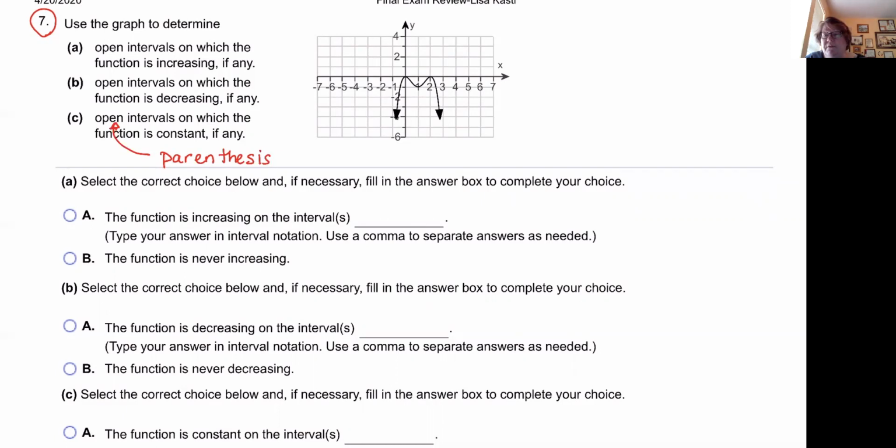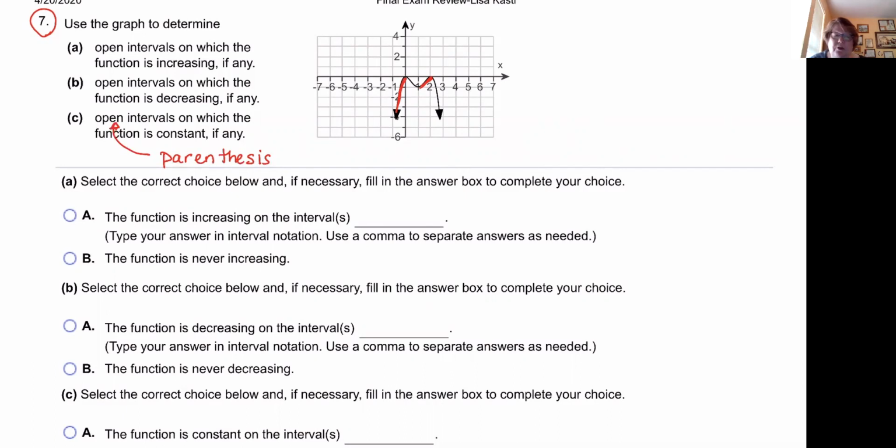All right, so where is this function increasing? The function's increasing wherever the graph rises from left to right. And the graph is rising from left to right, right in here. Let's highlight that in red. And it's increasing right in here. We'll highlight that in red. Those are the two places, two intervals over which this function is increasing. So we always write increasing and decreasing over the domain of the function. So we use values for x in our intervals.